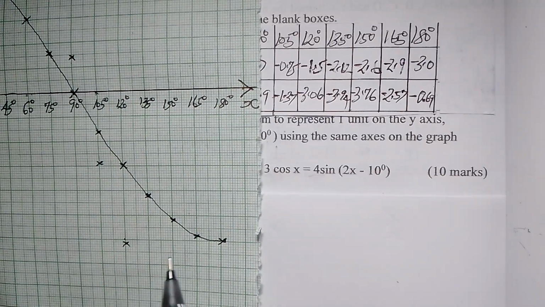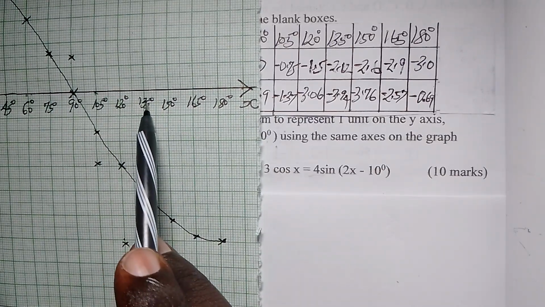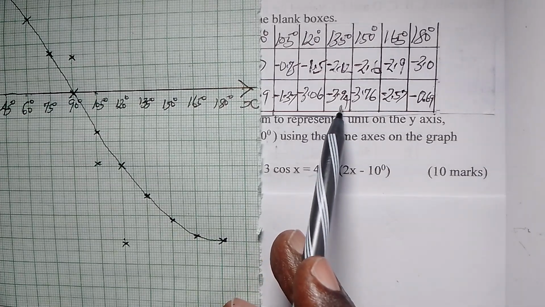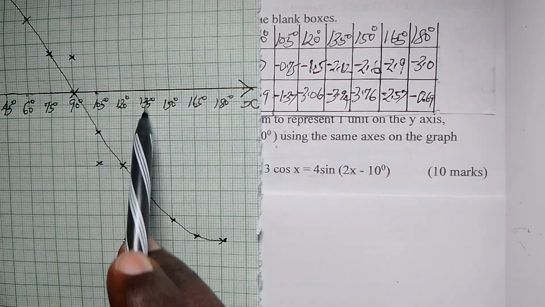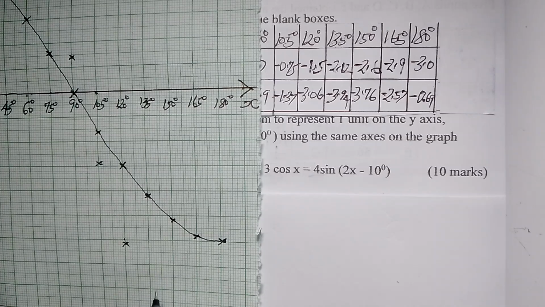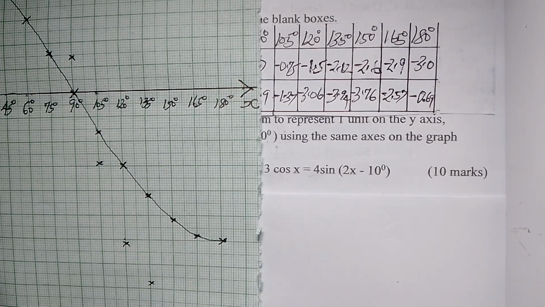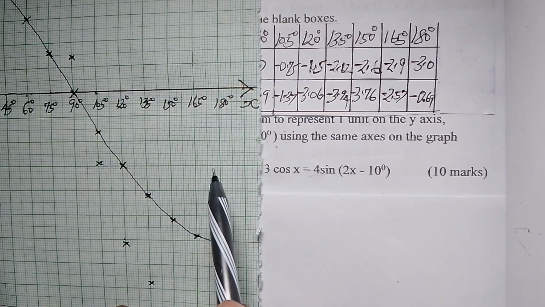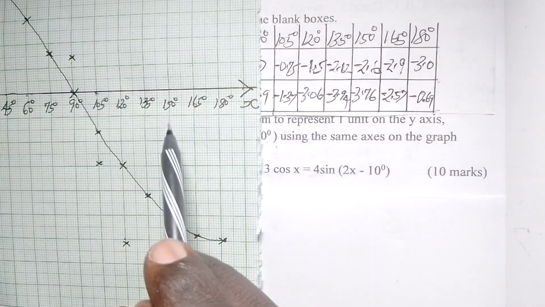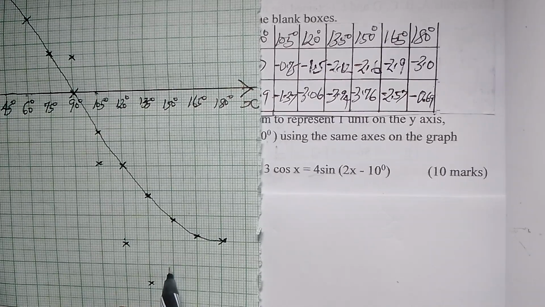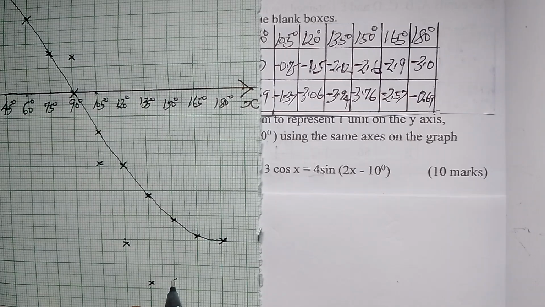Put a mark there. And then 135, negative 3.9. Negative 3.9 is two small squares above negative 4. There. And then at 150, negative 3.8. Four small squares above negative 4 here.